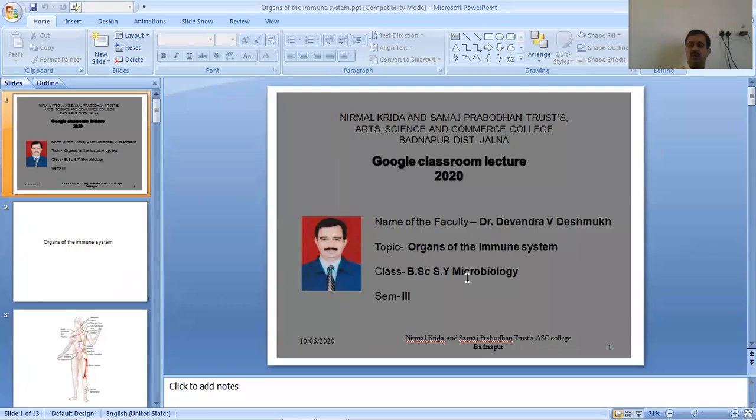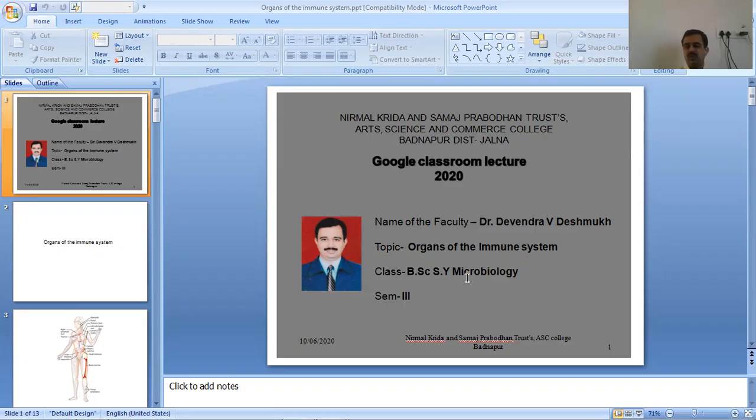So what we have learned today: we have seen the primary lymphoid organs that are present inside the immunological system, and these primary lymphoid organs and the secondary lymphoid organs are helpful for interacting with that particular antigen. So what is the function of primary lymphoid organs? The function of primary lymphoid organs is to catch the particular antigen. So which are the primary lymphoid organs? The thymus and the bone marrow.